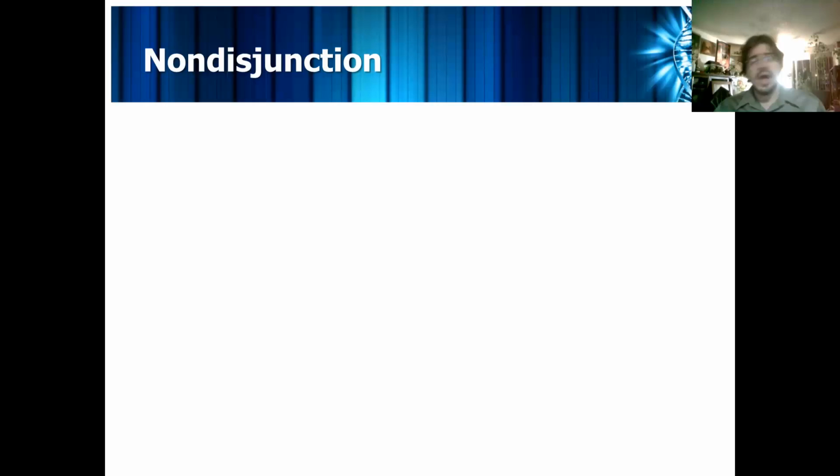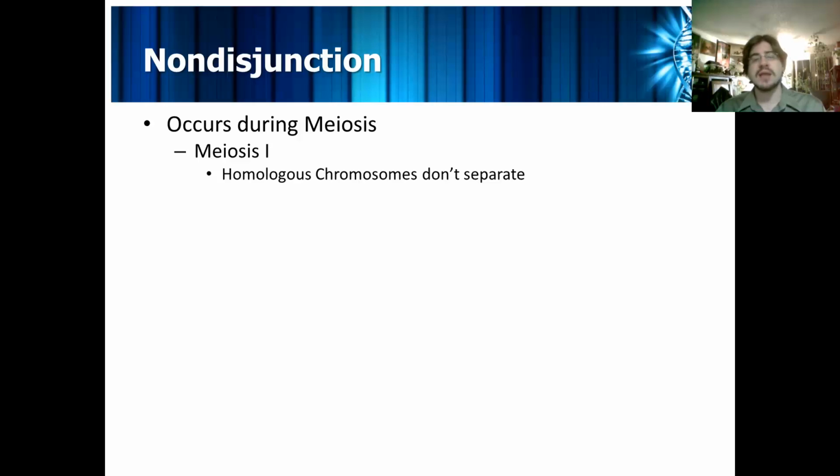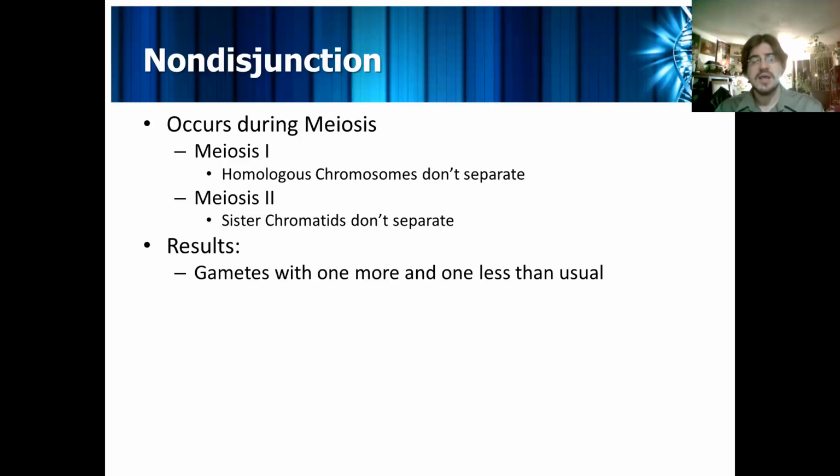So when does that occur? Well, the key word here is non-disjunction. Non-disjunction is the term for a failure to split or separate. And this occurs during meiosis. In meiosis one, the homologous chromosomes don't separate. In meiosis two, the sister chromatids don't separate. The centromere fails to split. And the result is gametes with one more or one less chromosome than usual, n+1 or n-1.